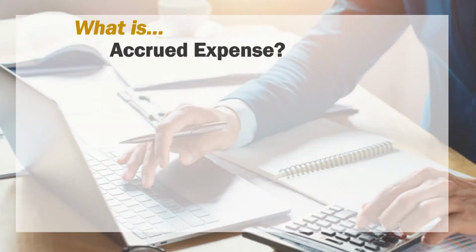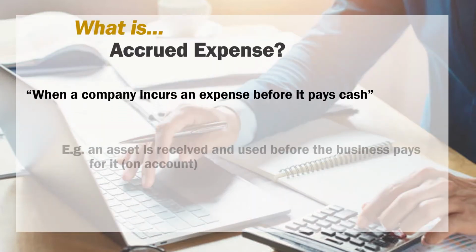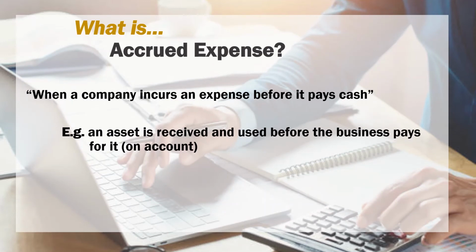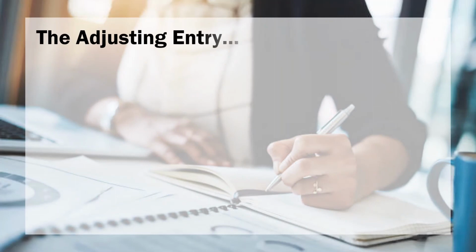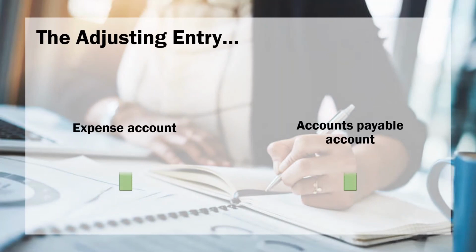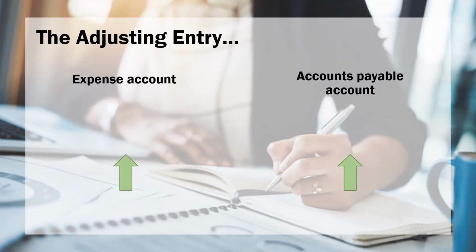Accrued expense refers to when a company incurs an expense before it pays cash. For example, a business receives an asset before paying for it. The resulting adjusting entry requires the expense account and the accounts payable account to increase by the amount paid.